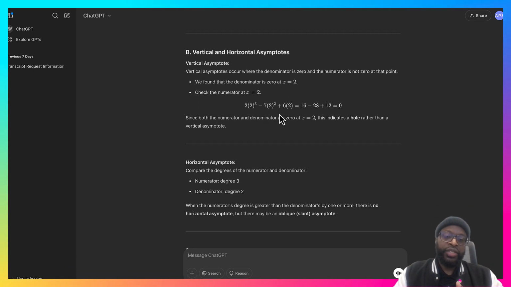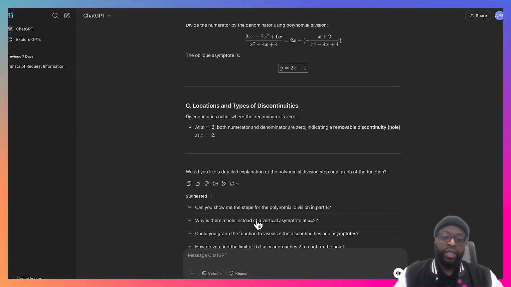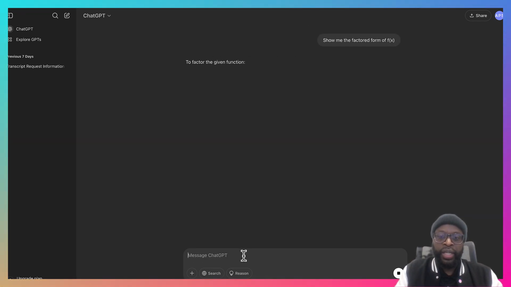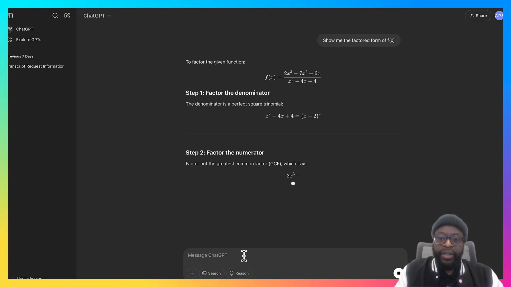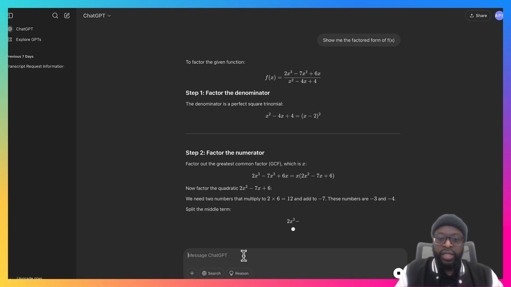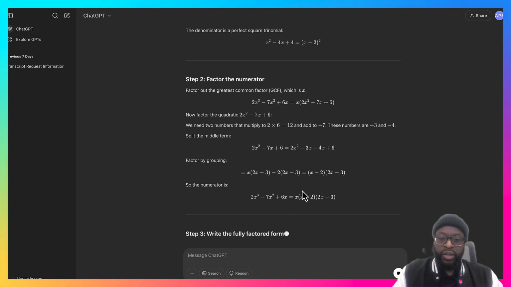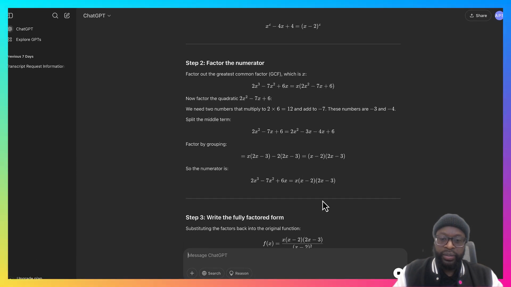Now, the nice thing about AI is you can keep probing further and more deeply, and I'll just say, show me the factored form of f of x. So we can see exactly why ChatGPT was wrong when it came to the vertical asymptote, all right? Okay, so denominator's that, pull out an x, and they give us all the steps in terms of how to factor to make sure we get the 6, the 7, the 2. Okay, so there's our numerator. So the fully factored form of the original function is this.